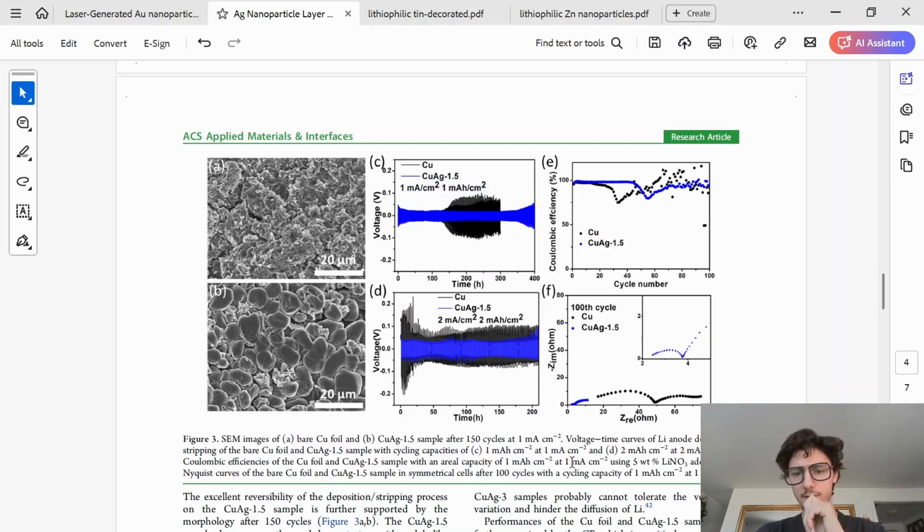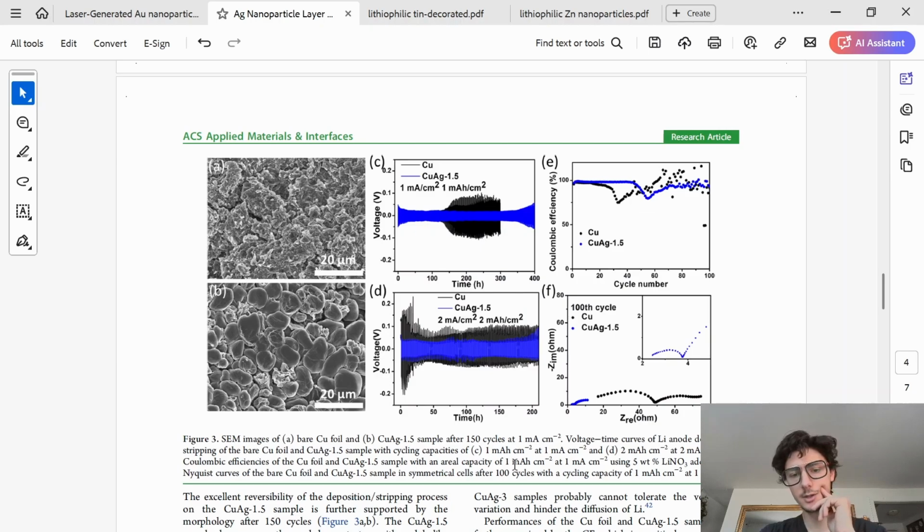So we have also D over here at another current density. And you could see it kind of continues, but the black function here with just the copper looks like it reaches higher voltages and it's a bit more jagged. The blue one looks like it's constant, uniform throughout the whole process. Pretty interesting. Then over here we got E, which is coulombic efficiency of the copper foil and the copper silver.